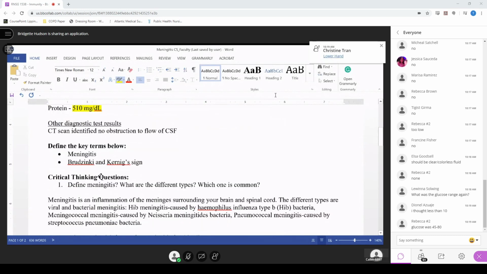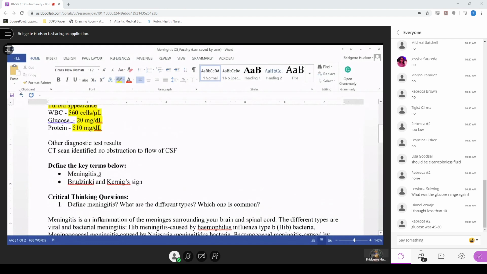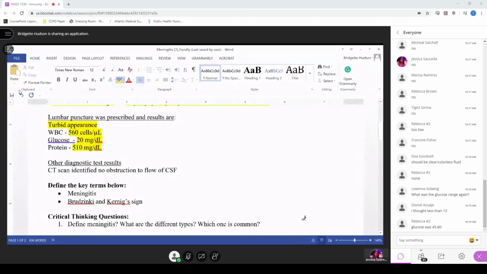Define meningitis. What are the different types? Yes. What's your question? Someone answered it. We were trying to figure out what the glucose range was. They said 45 to 80. Yes. Okay. So what is meningitis? What are the different types and which one is common? So that should be our first question. All right, go ahead, group 1.